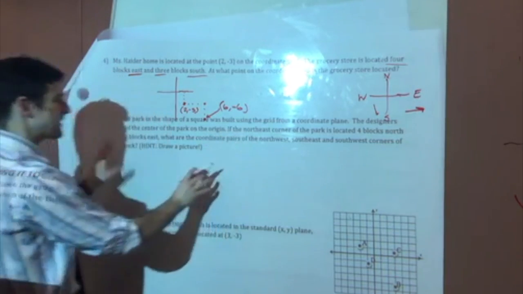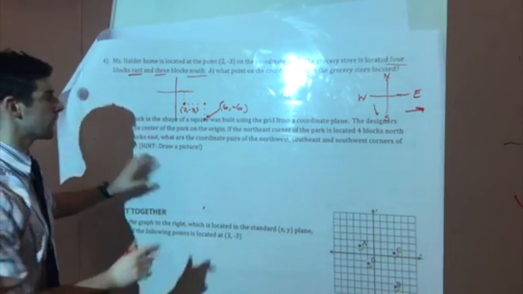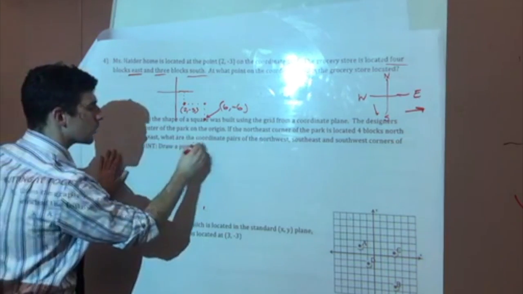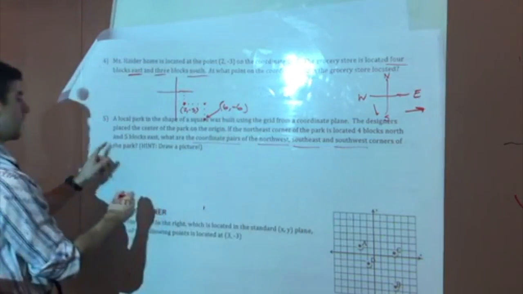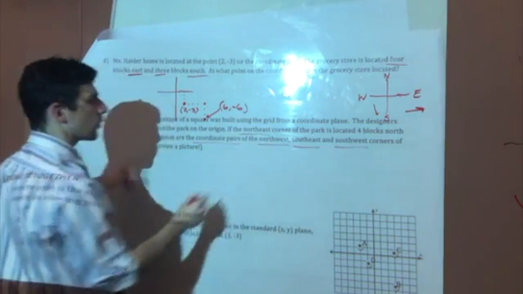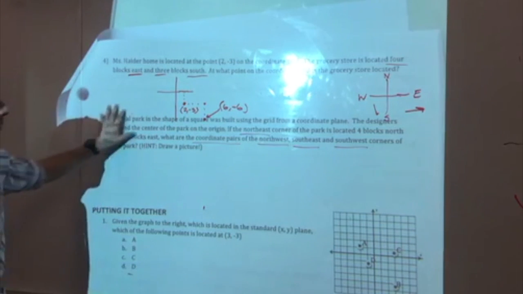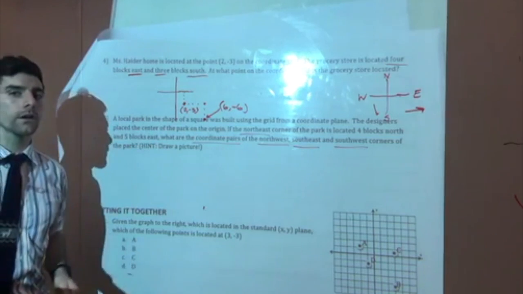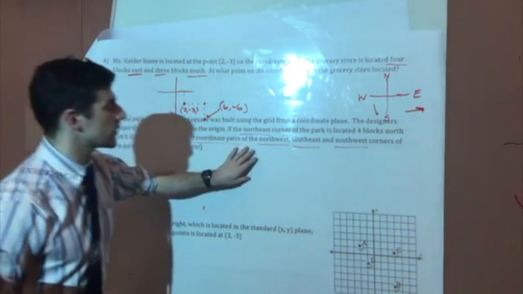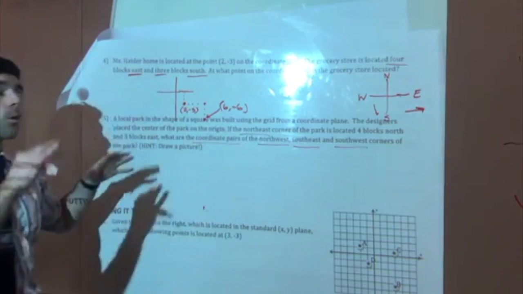So it's giving you enough information to try to figure out. Here's the question: what are the coordinate pairs of the northwest, the southeast, the southwest, and the northeast corner is given to you. It's saying this park is shaped in a square. Think about what we know about squares. That would help you out a lot. You're trying to figure out what are the ordered pairs of the other corners of this park.